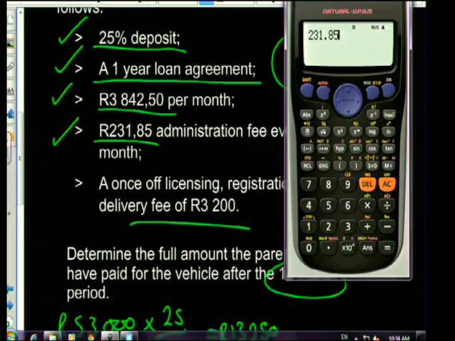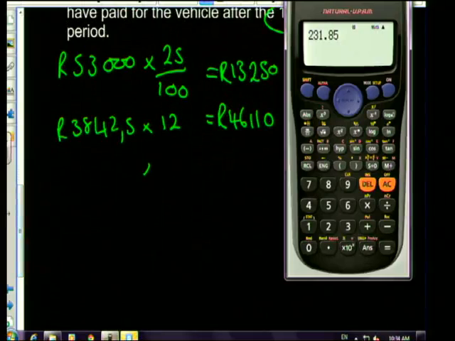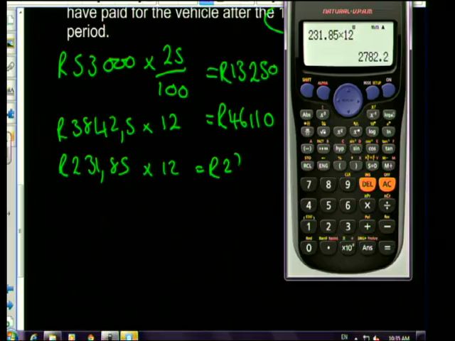Okay? And they are paying them that for how many months? For 12 months. So for 12 months, we're paying 231 Rand 85 cents. We multiply that by 12 on our calculator, and we're going to get an answer then of 2,782 Rand 20 cents. Cool.